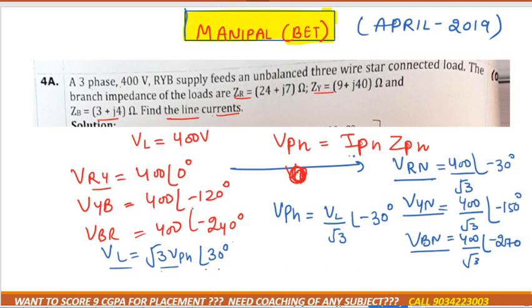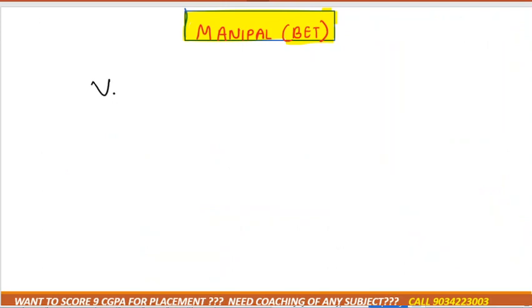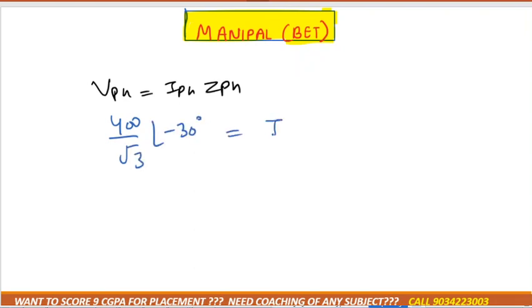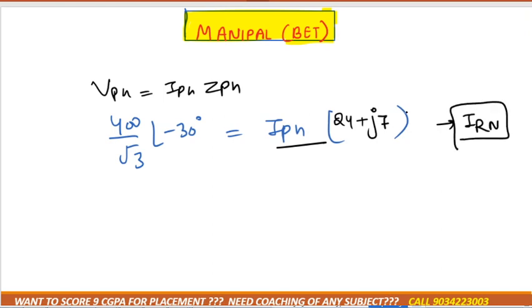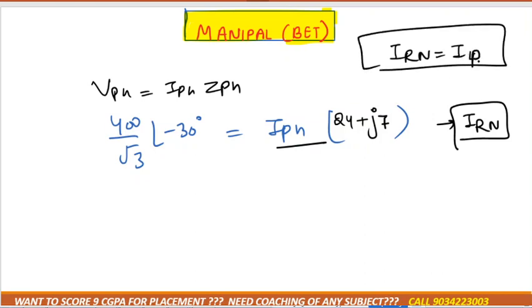Okay, clear? Now you can substitute the value of ZPH in the formula VPH is equal to IPH multiplied by ZPH. So one of the values is 400 by root 3, angle minus 30 degree, IPH we need to calculate, and ZPH is how much given? 24 plus j7, correct? So from here we'll get IRN, that is the phase current. And as you know, in the star connection, phase current is equal to the line current, so we can say IR.